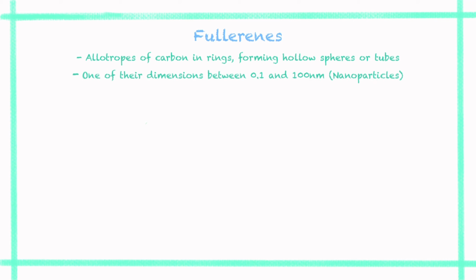The next type of allotrope we will look at are fullerenes. They are carbons bonded in rings, which forms hollow spheres or tubes. With one of their dimensions between 0.1 and 100 nanometers, they are also a kind of nanoparticle.